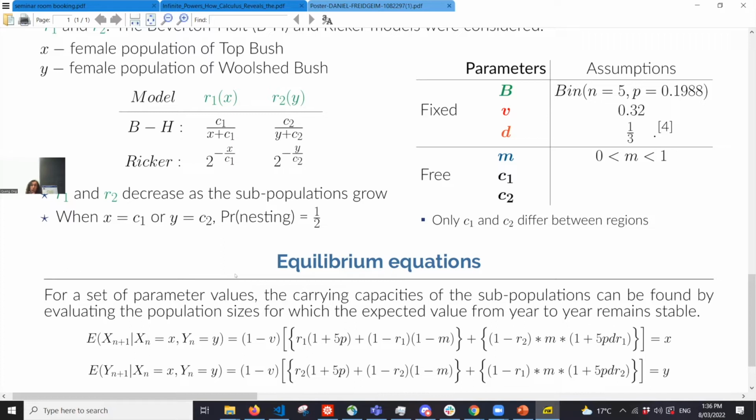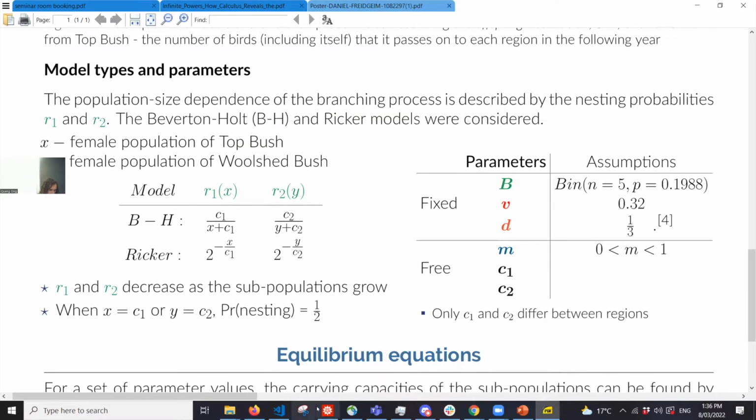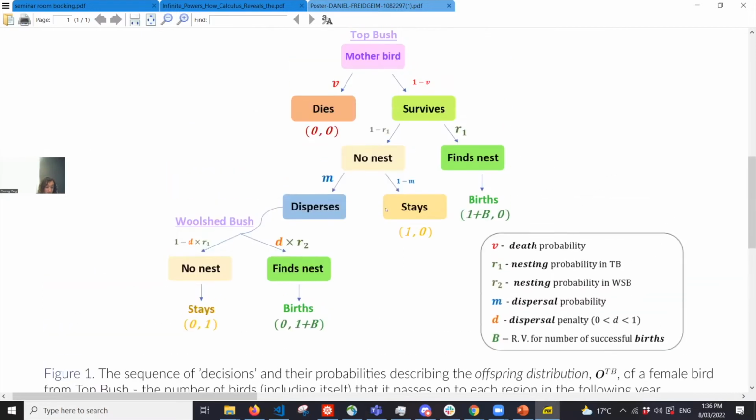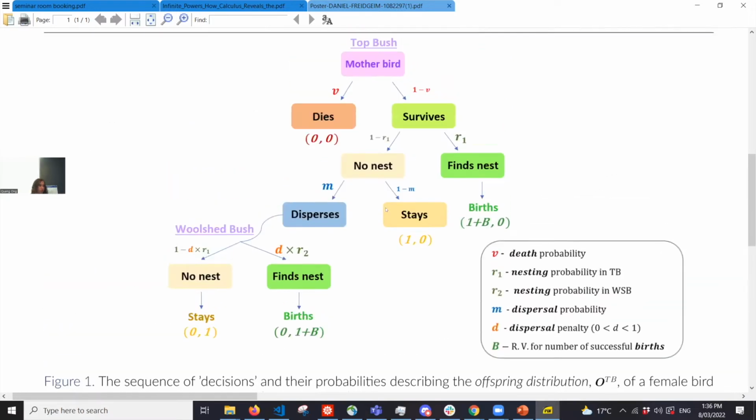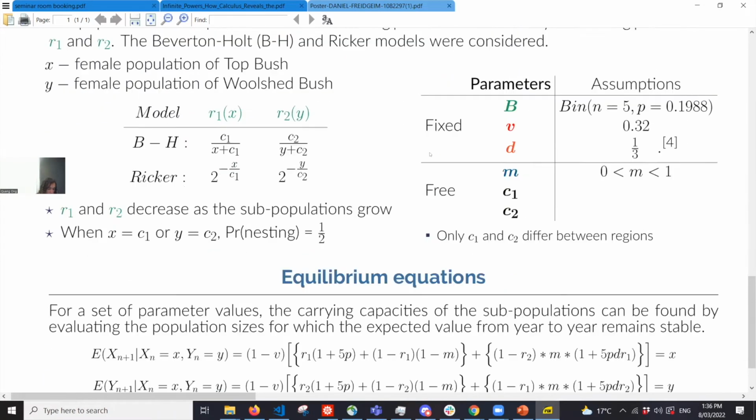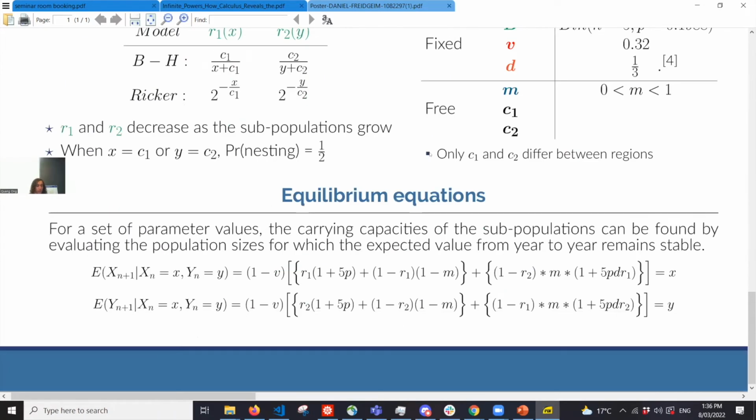So if your populations are X and Y, the carrying capacity will be the size where the expected value of your populations next year is the same as it is this year. So essentially, on average, you'd expect a stable population. And since the flow chart that you saw up there was consisting of rather simple Bernoulli and binomial distributions, this can be calculated quite simply and can be solved numerically for the carrying capacity.